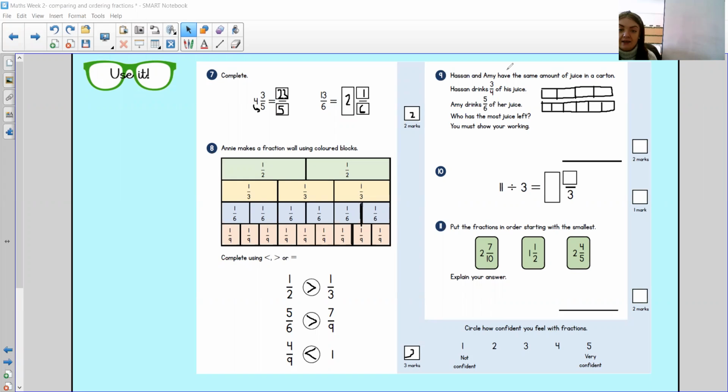Okay, and then I can simply use, so you could use a diagram here. It's just say you can show your working. So here, that's 1, 2, 3 quarters is going to go up to there, and then we've got 1, 2, 3, 4, 5, 6. So from my drawing there, I can see that 5, 6 is my larger fraction. So who is going to have the most juice left is going to be Hassan. So you should have just written Hassan. So that one is 2 marks there.